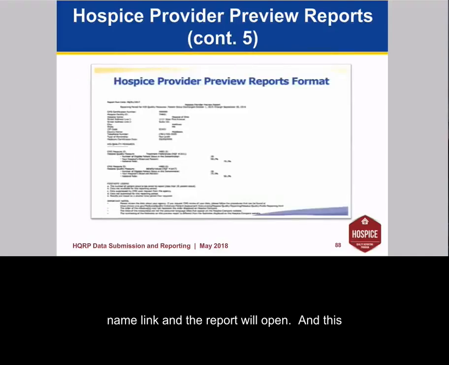This screenshot shows you a sample of a Hospice Provider Preview Report. You can see that the top of the report displays the hospice identifying information, and beneath this section you will see that the measure results for each of the hospice quality measures will display. Following this information, you will note that there is a section for the footnote information, followed by a section of important notes.